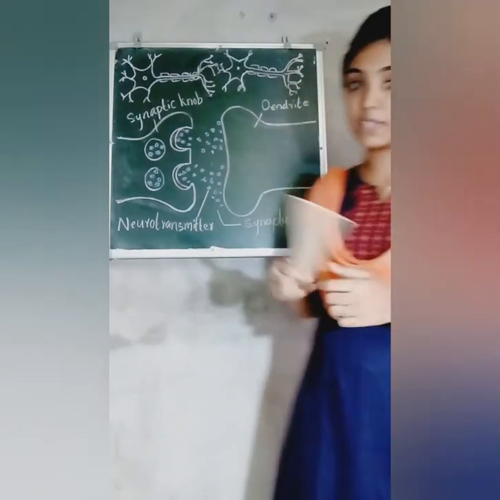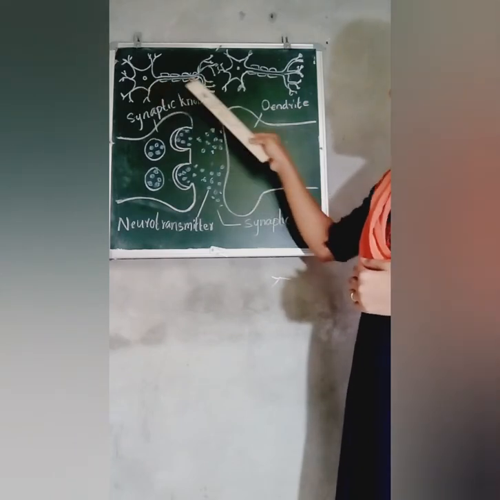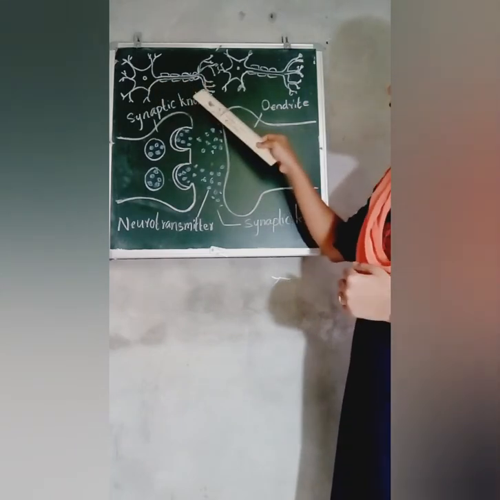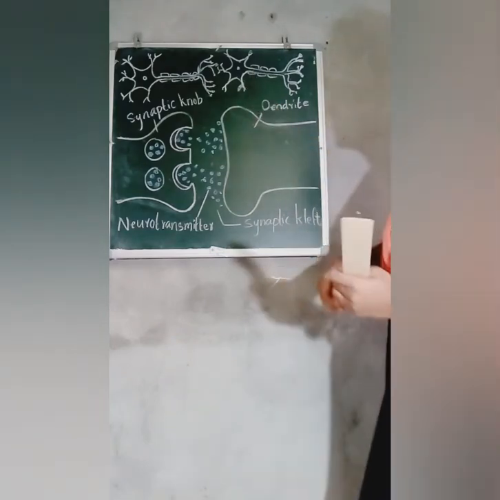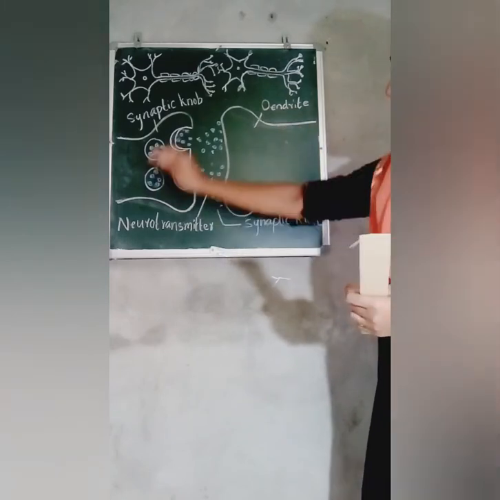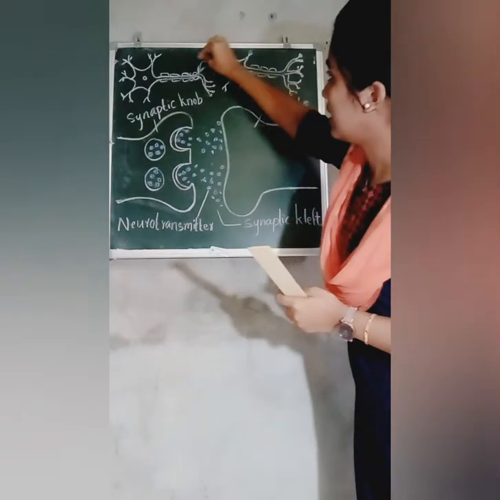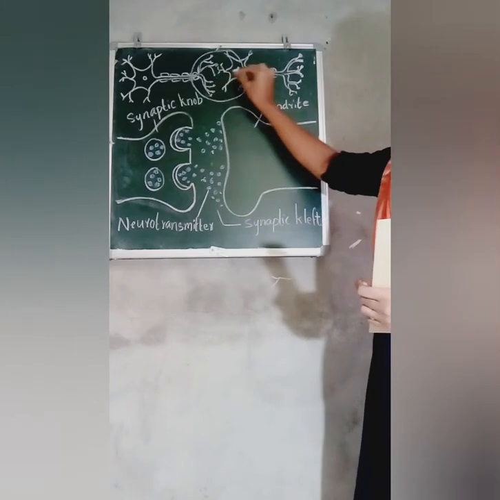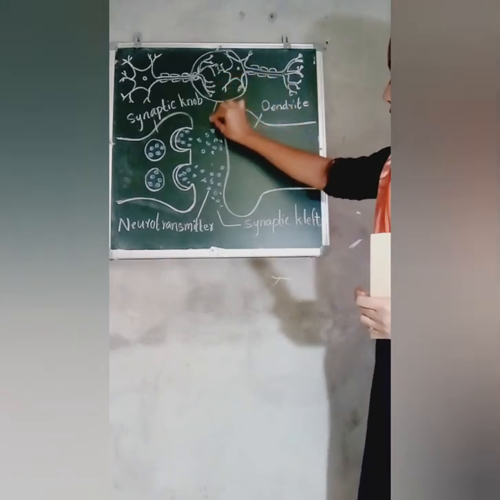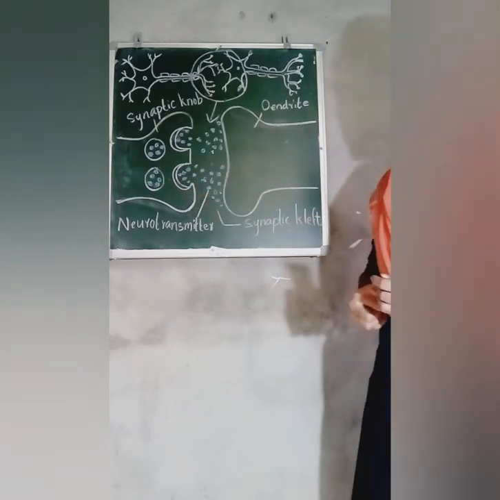So now we know how the impulses are generated and transmitted in a single neuron. But do you know how these impulses are transmitted from one neuron to the adjacent neuron? So now let us learn how it happens. This region is termed as synapse. This region means the junction between two neurons. The junction between two neurons is given here as an enlarged structure, and this junction is termed as synapse.